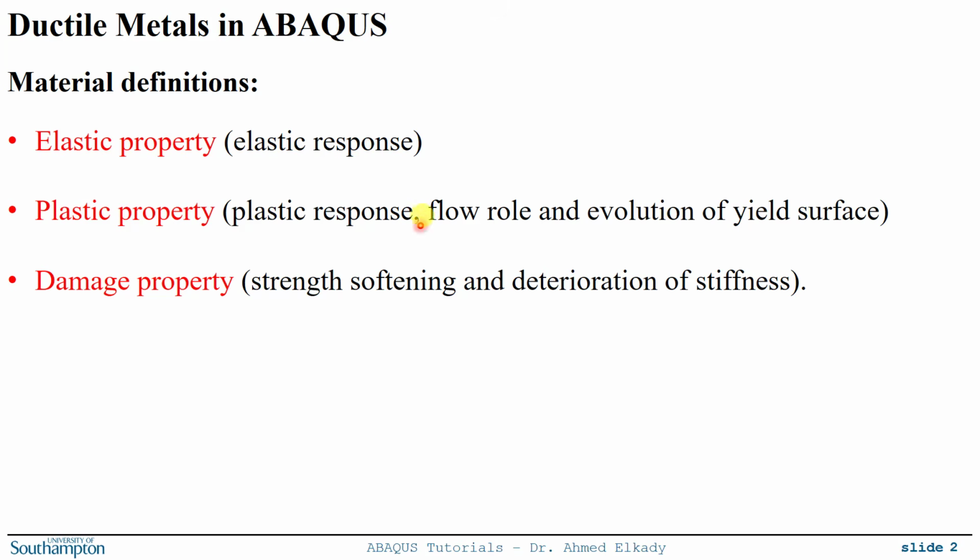And you define as well the flow rule and the evolution of the yield surface, or what we call the hardening rule. And the third sub-option that you can define for metals is the damage property. What does damage mean here? Damage means the strength softening of the material and the deterioration in stiffness. And you can add additional things to damage like element deletion or complete failure and so on. So today we are going to focus on the first two parts, the basic definition, the elastic and the plastic part.